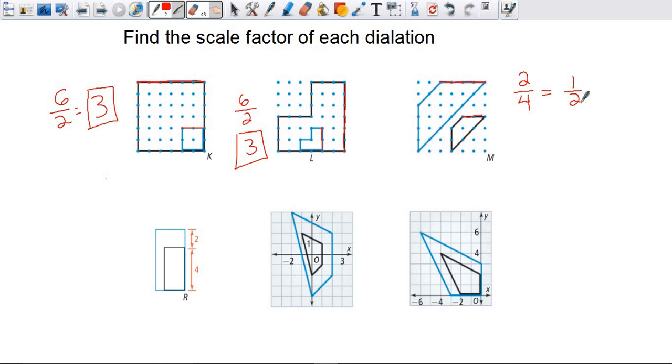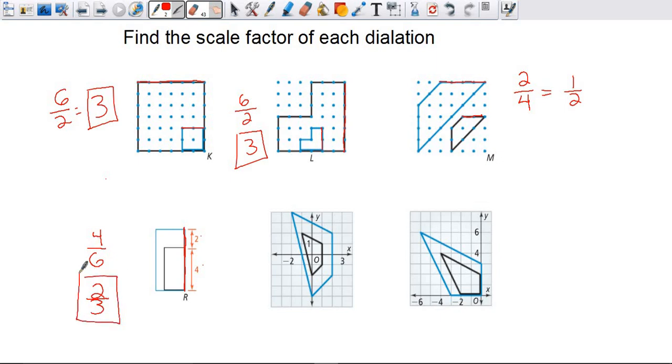Same thing here. We have to figure out what our pieces are. Our original image, which is the blue, had a side length of 4 plus 2, which is actually 6. So that goes on the bottom. The new one would be 4. If we reduce that, we get a scale factor of 2 over 3.